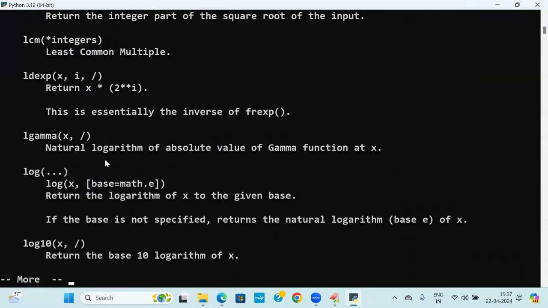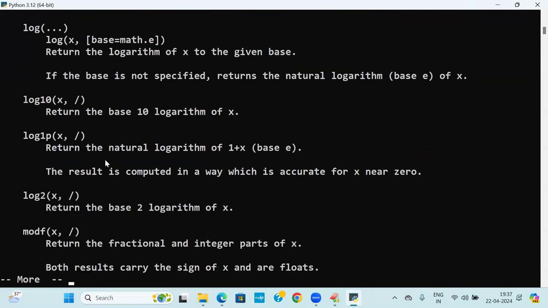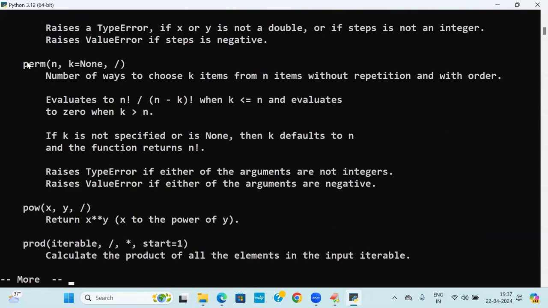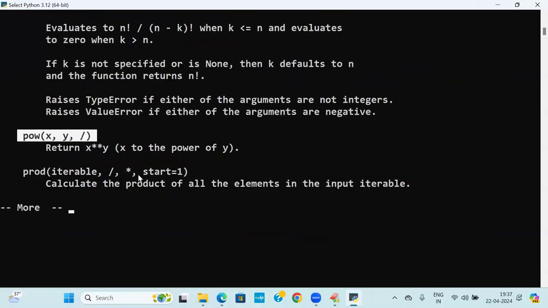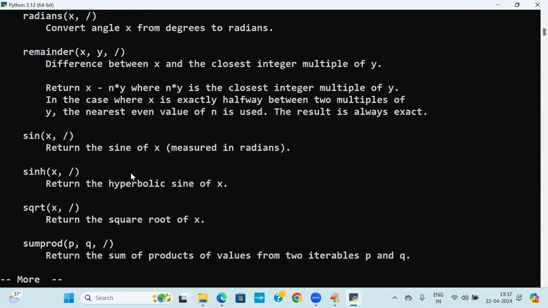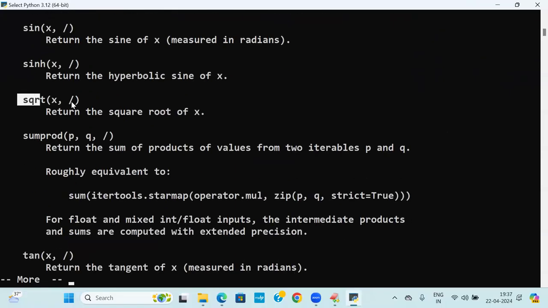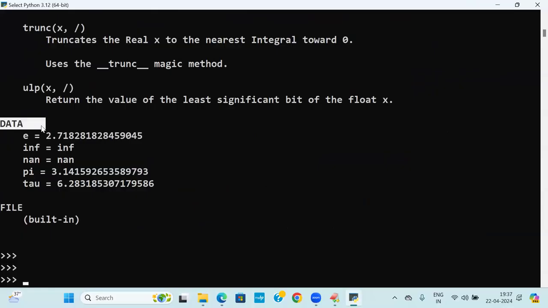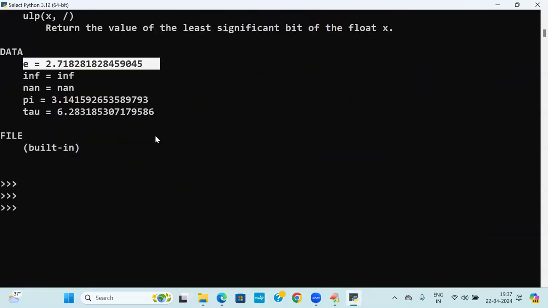The lcm function. How many functions are there, you see? Log-based functions, permutation functions, the power function, the product function are available. See, students, how many there are. The sqrt function is available. After that, what is there? Data members: the pi value as well as what? The e value. Come on, more.